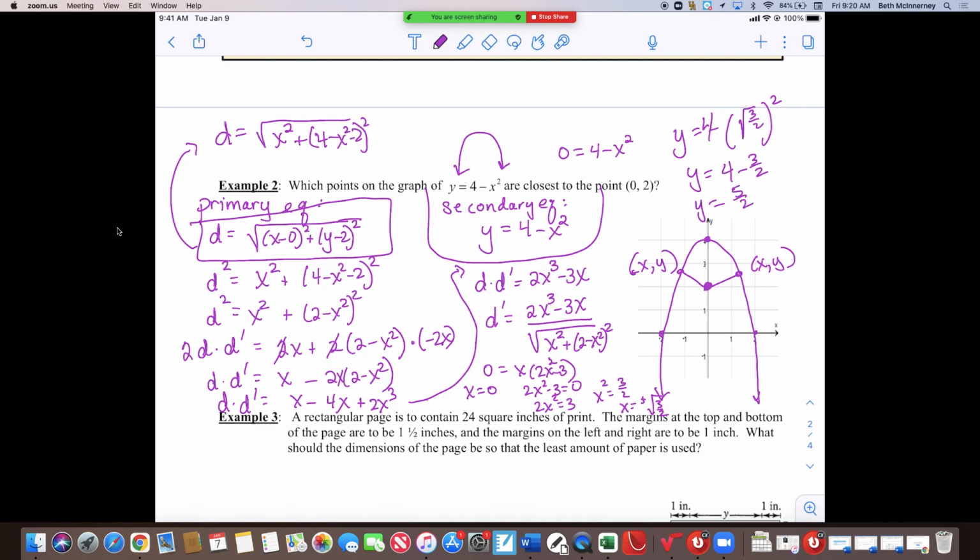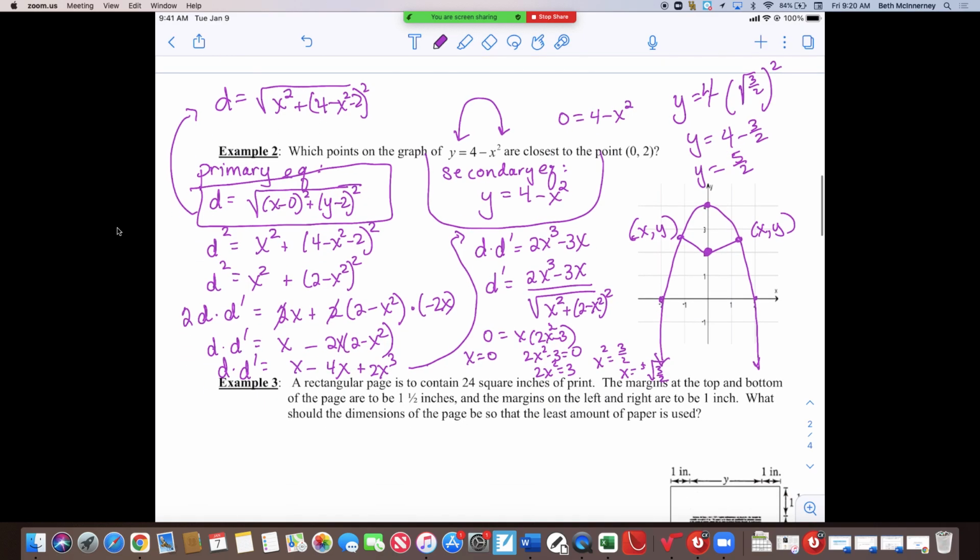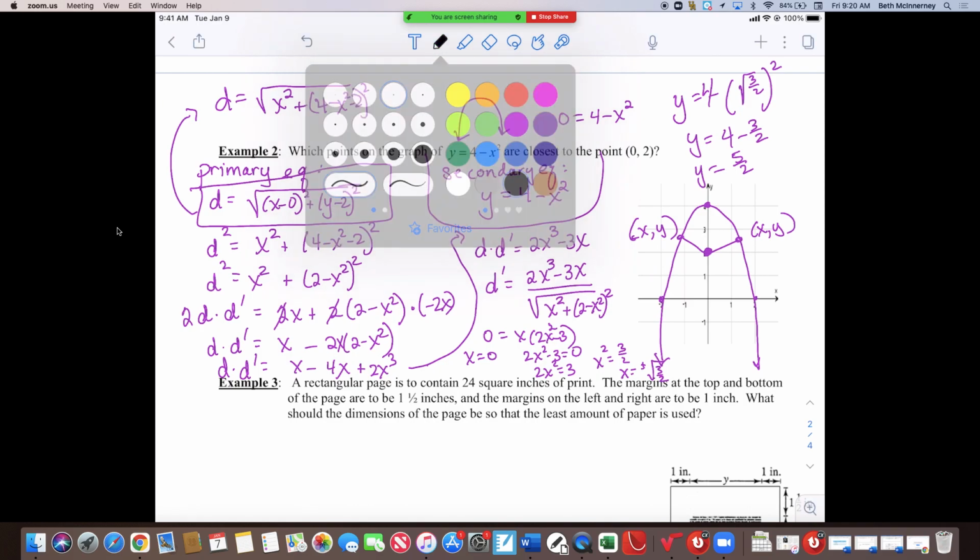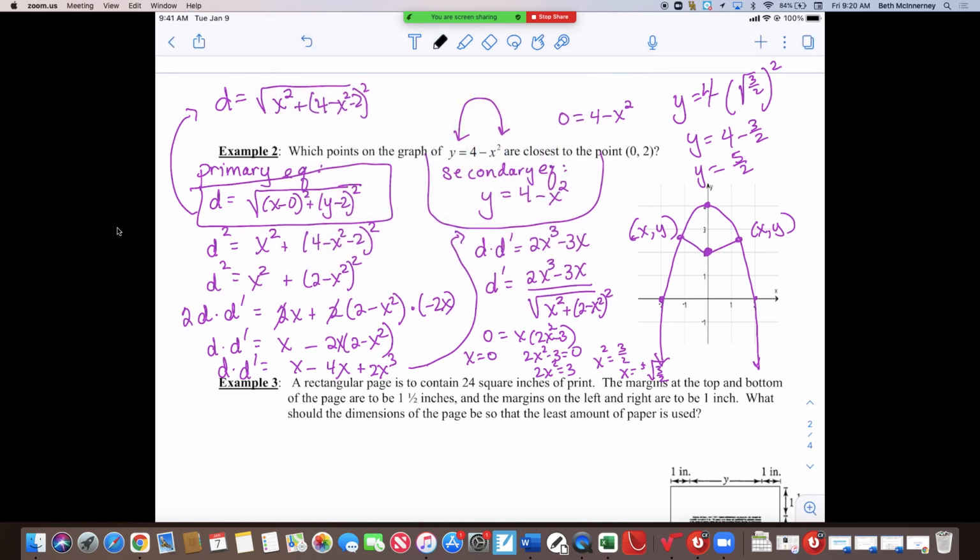So that's 5/2. So at what points is y equals 4 minus x squared closest to (0, 2)? This is really, really cool. It's plus or minus the square root of 3/2, comma, 5/2.